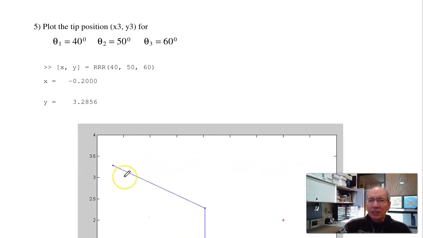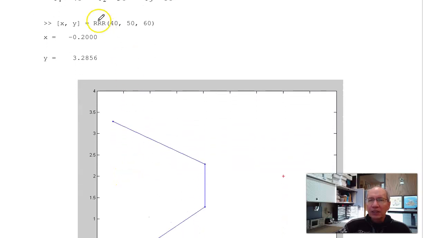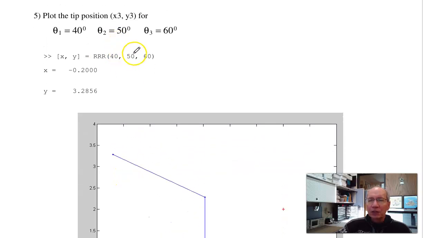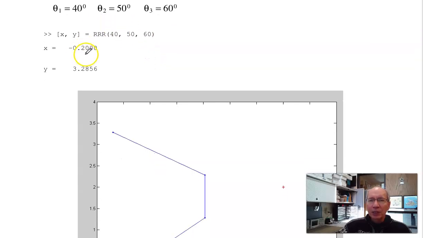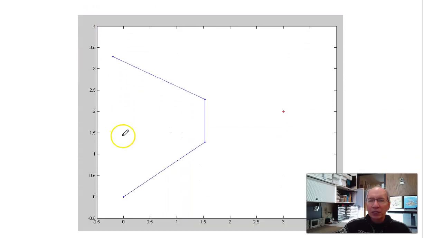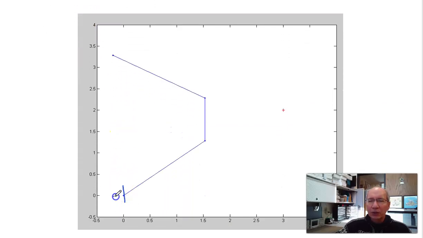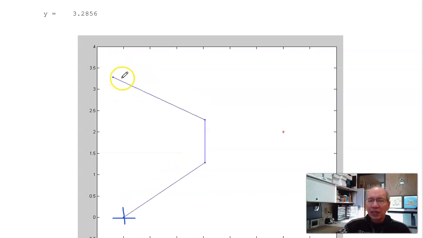What I can do with that then is say, okay, here's my angles, 40 degrees, 50 degrees, 60 degrees. Where's the tip? Call this, and the x value is minus 0.2, y value is 3.28, and here's the robot. So here's the origin. The x value is right here, slightly negative, and the y value is up 3.2. So here's link 1, link 2, link 3, 2 meters, 1 meter, 2 meters.